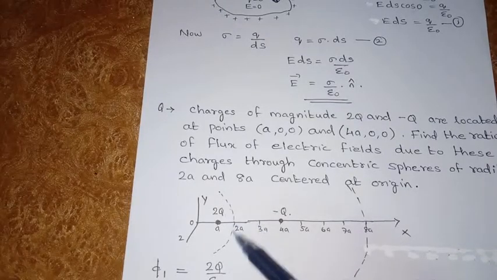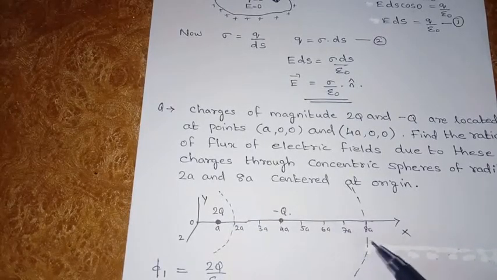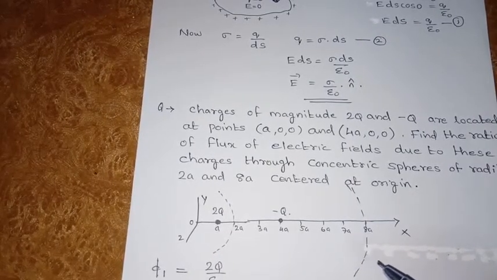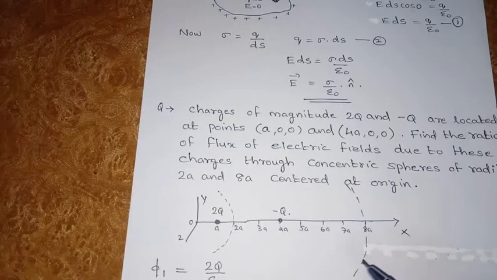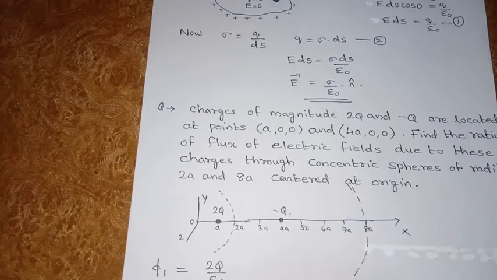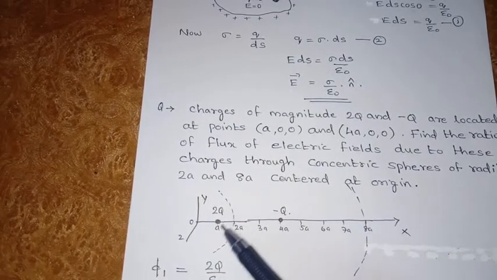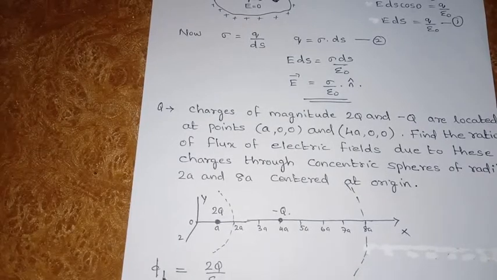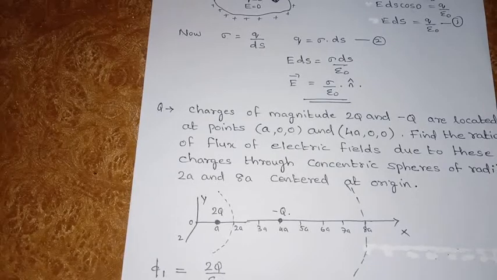I have drawn only part of the spheres, not the complete big spheres, for ease. Now the flux through the first sphere is equal to 1 by epsilon 0 times the charge enclosed. In this case, the charge enclosed is 2q. Therefore, the flux through the first sphere, phi 1, is equal to 2q divided by epsilon 0.